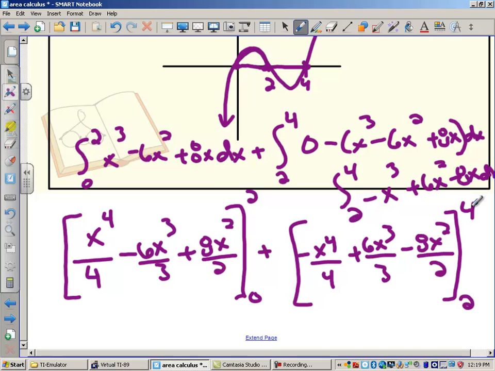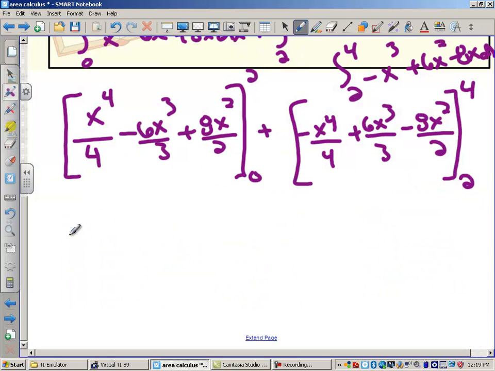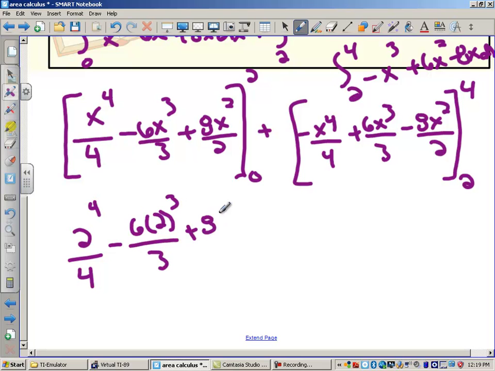Now, since I want to keep this video as short as possible, we know to plug the 2 in and then plug the 0 in and subtract those. I just want you to see it. I'm not going to evaluate it right now. So this would be 6 times 2 cubed over 3 plus 8 times 2 squared over 2. And then minus, plugging in 0 is just 0.